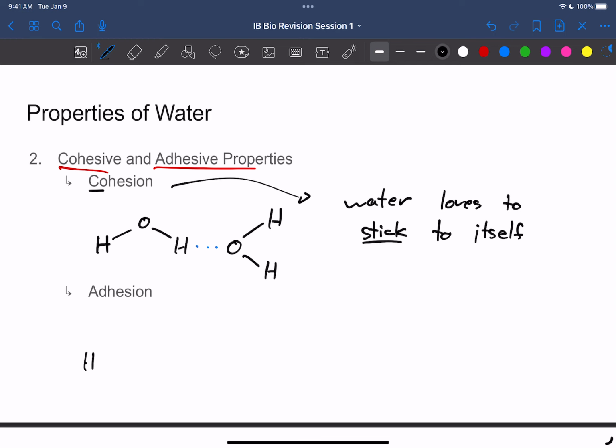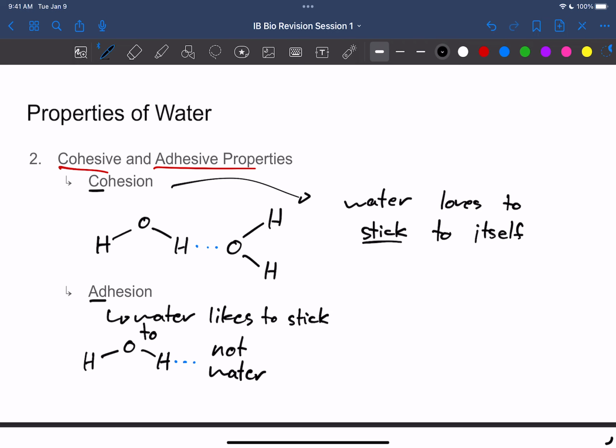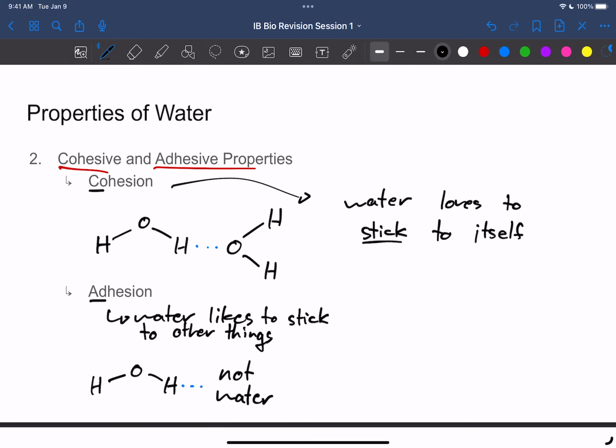Adhesion is when water sticks to something else. So not water. So adhesion means water likes to stick to other things. I'm just going to move this down a little bit. An example is surfaces.